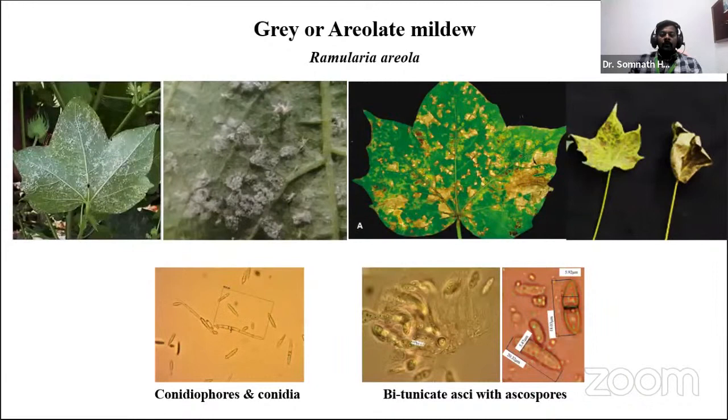Second, gray mildew is another disease in cotton, which causes a white powdery mass to appear on the lower surface of the leaves, which is grayish in color. That's why the mildew is called gray mildew. On the lower surface it shows the powdery mass, and on the upper surface the symptoms appear as necrotic spots. After that these necrotic spots coalesce and form entire necrosis of the leaves, and the leaves get dried.